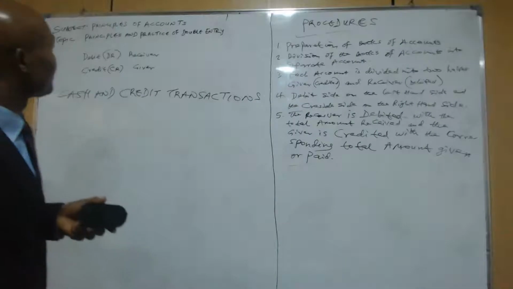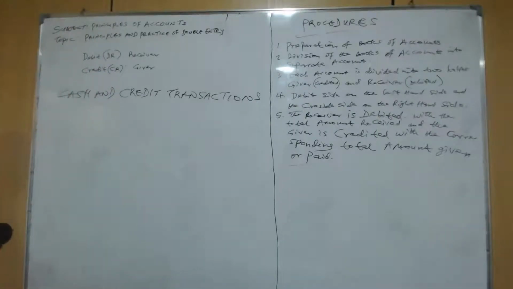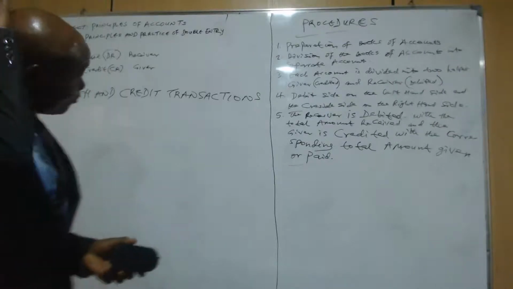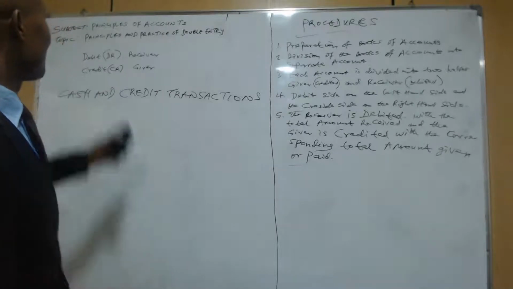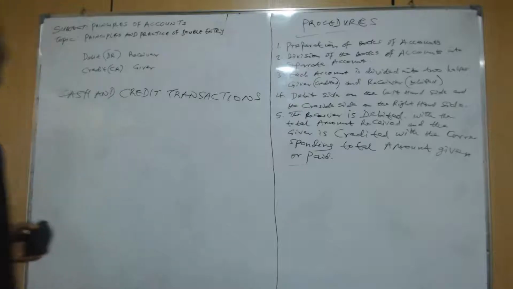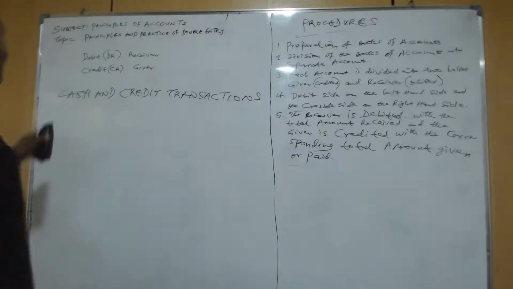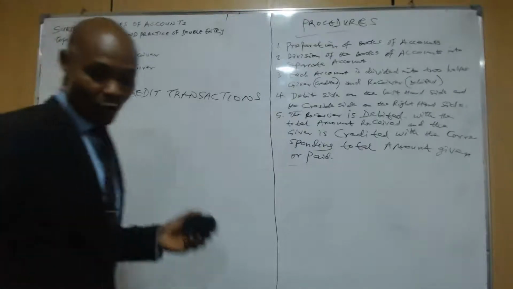Then number two, for every debit entry, there must be a corresponding credit entry. So you cannot debit both the receiver and the giver at the same time. Instead, you debit the receiver and credit the giver.